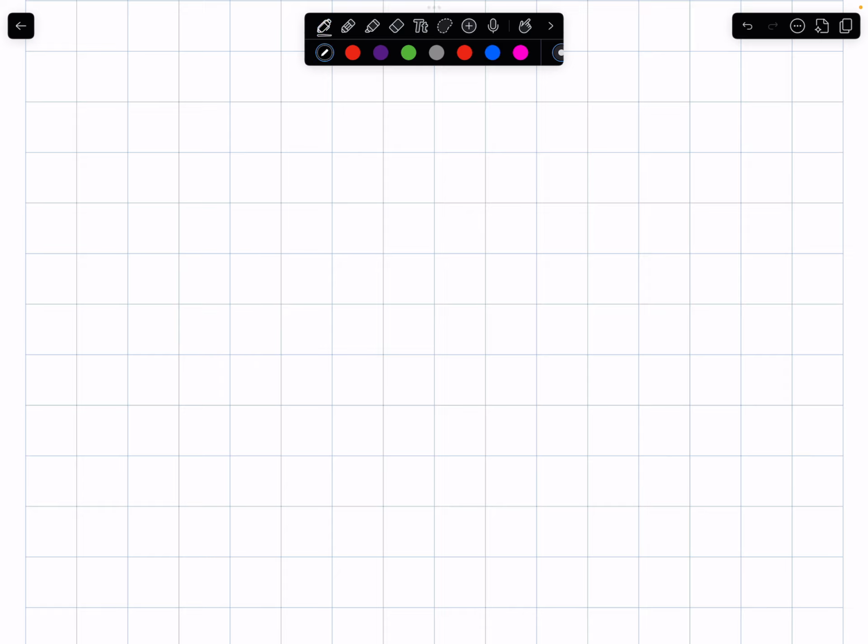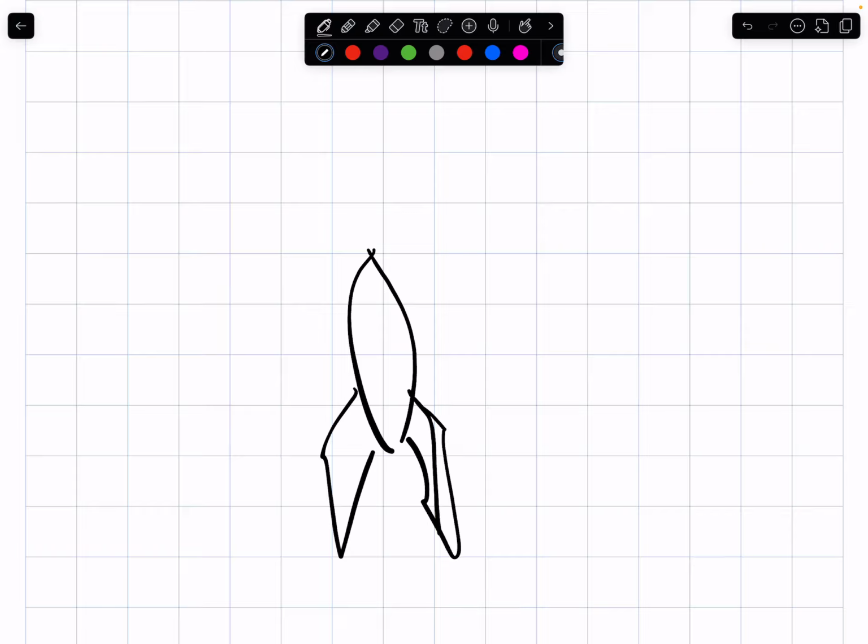Let's see. Rocket blasting off. There's probably a hamster in this rocket. Okay, so here's a rocket. It's a model rocket. So it has a mass of 2 kilograms.